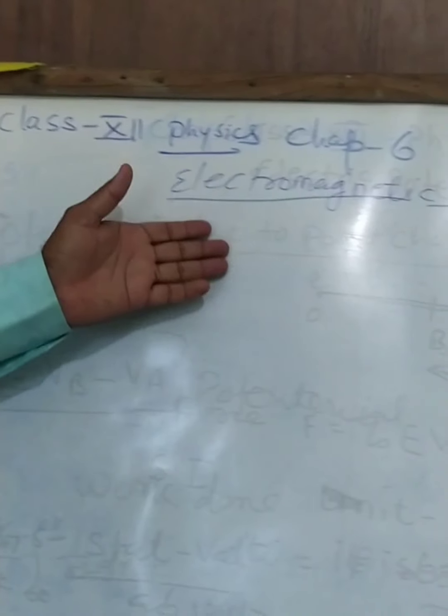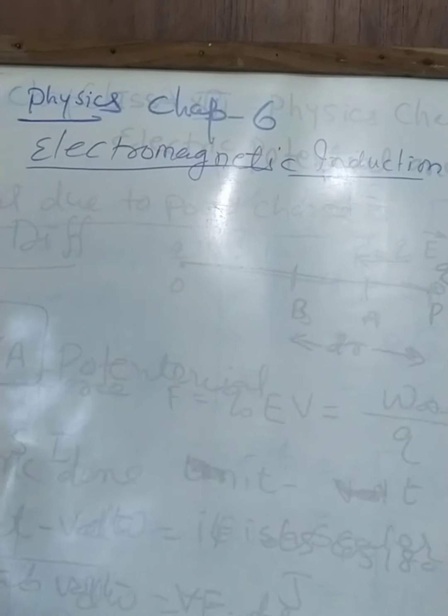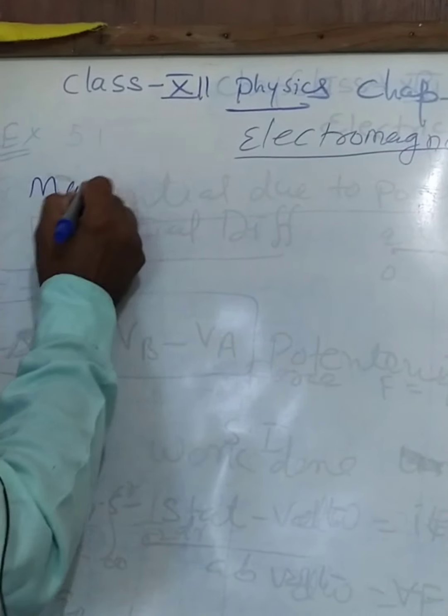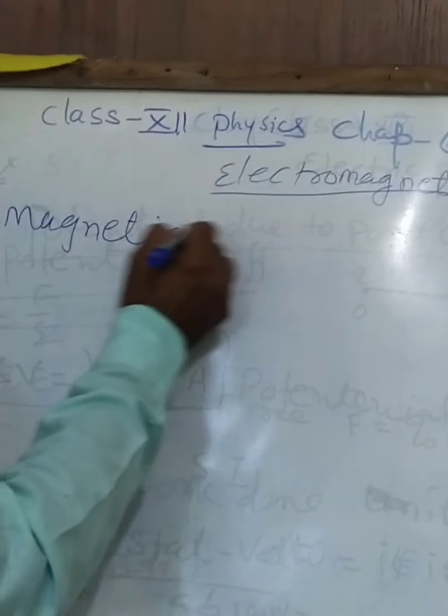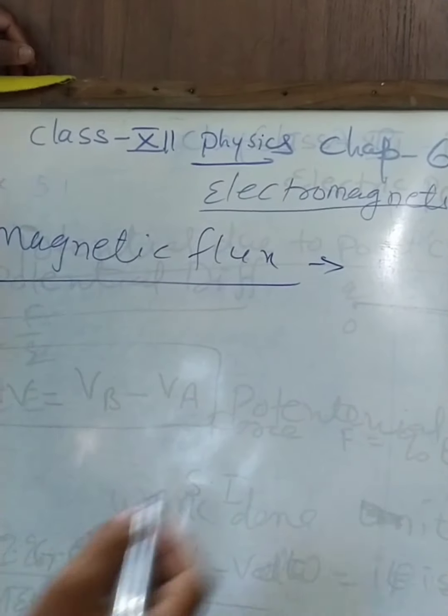Today we are going to start chapter number 6, electromagnetic induction. Before starting electromagnetic induction, first we will talk about the magnetic flux. Magnetic flux. We have talked about flux in the previous chapter also.